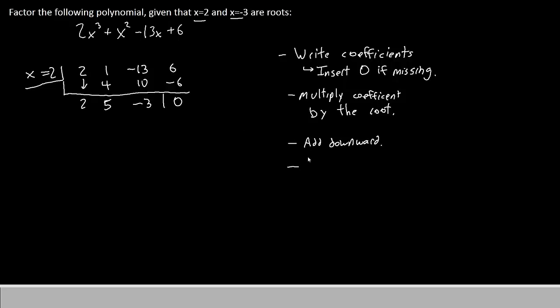Ideally, you should get 0. If you have 0, that means you found a correct root. If you don't have 0, that means you've made a mistake somewhere, given that 2 is indeed a root. Now we'll just repeat that process all over for the next root.